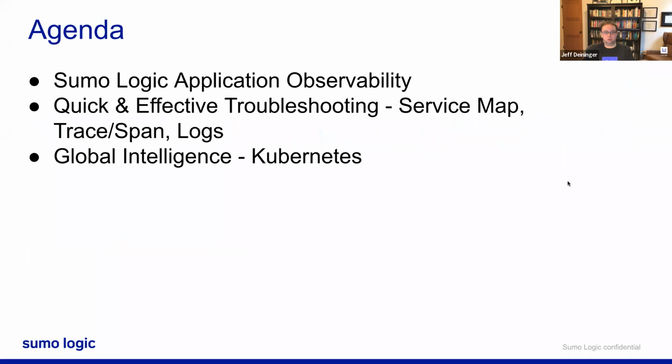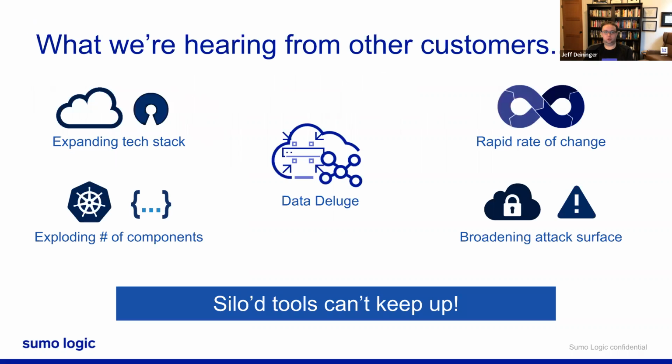So very briefly, we'll talk about application observability. We'll take a look at some of the capabilities in the Sumo Logic solution that enable effective troubleshooting, including the service map, and then get into trace context as well as logs, and look at the unified experience that Sumo brings to bear on those data sets. And then lastly, we'll get into some global intelligence and the way in which the Sumo Logic service can help make recommendations, which enable you to optimize your Kubernetes deployments and really balance risk versus cost.